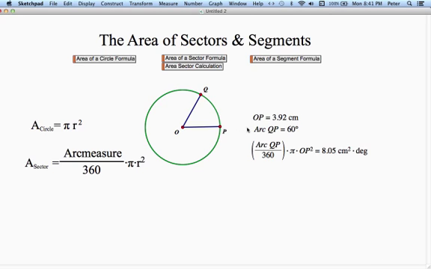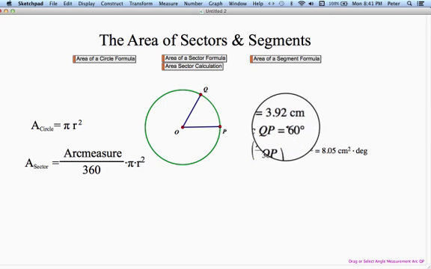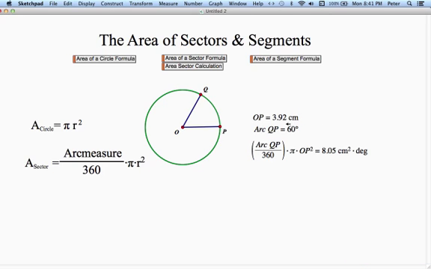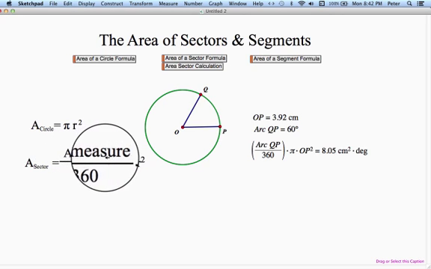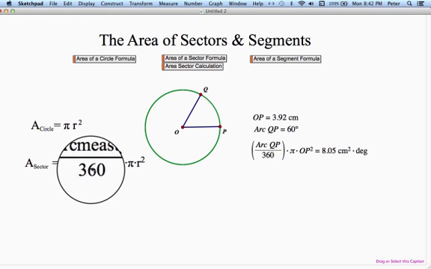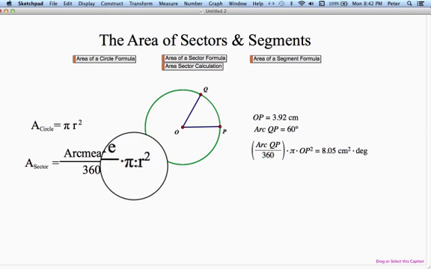And the fact that arc QP measures 60 degrees tells us that this is 60 over 360, or 1/6 of the entire area of the circle. So I'm going to take the measure of the arc divided by 360 times the area of the entire circle, and I'll get the area of the sector.